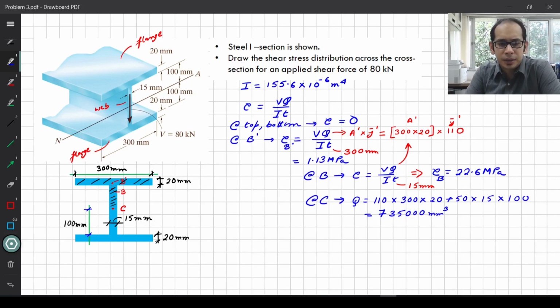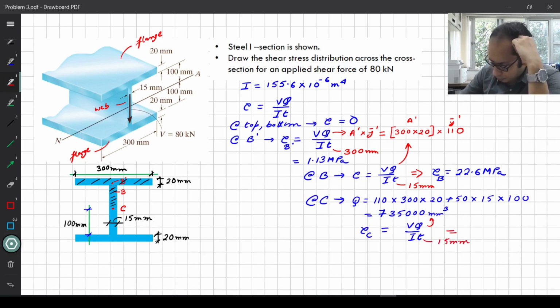So at C, you get the value of Q, and again you substitute in the same formulation, and at C, we get tau of C as 25.2 MPa. So let's again jot down the main regions we saw. First, at the top and the bottom, it is 0. At your B prime, it is 1.13 MPa. At B, it is 22.6 MPa, and at C, it is 25.2 MPa.